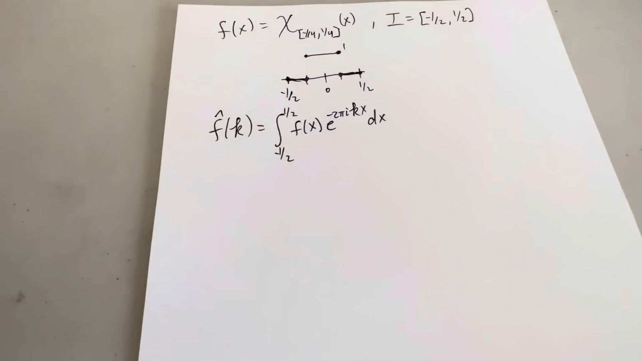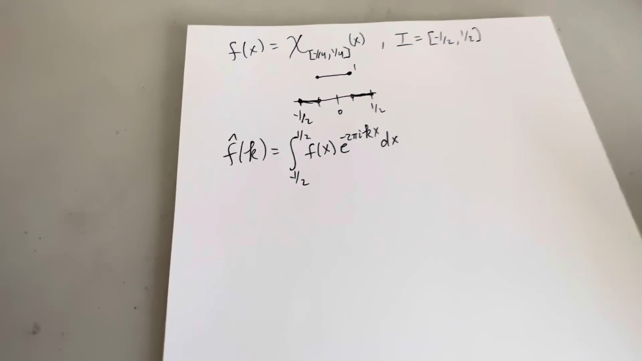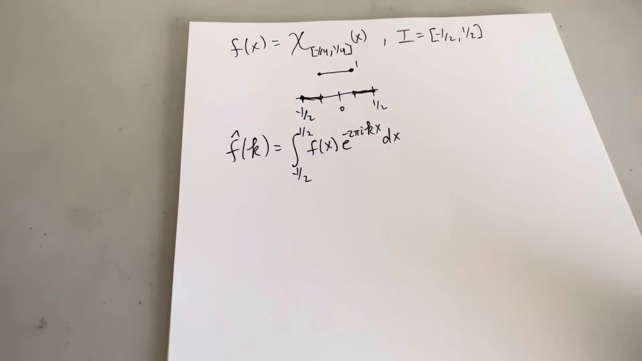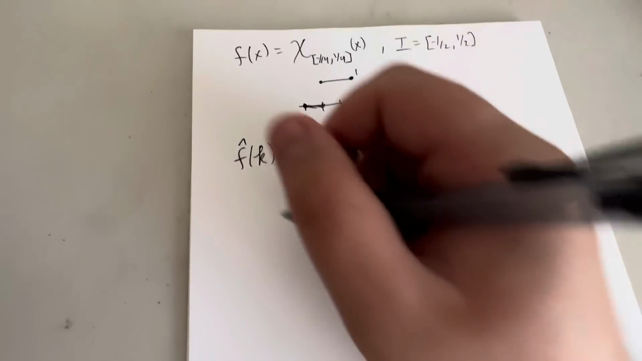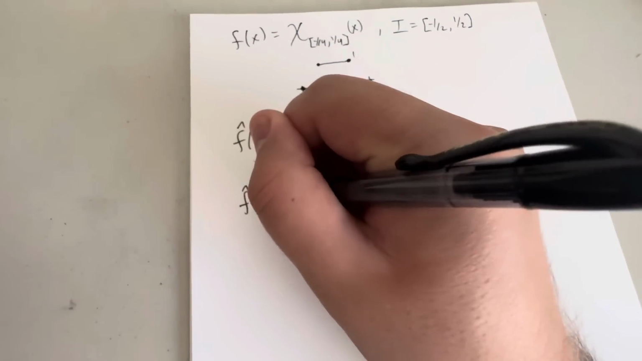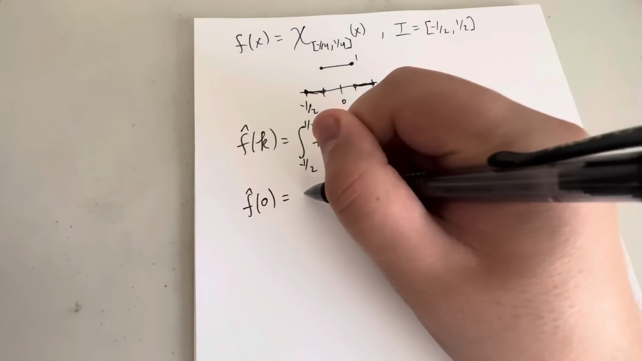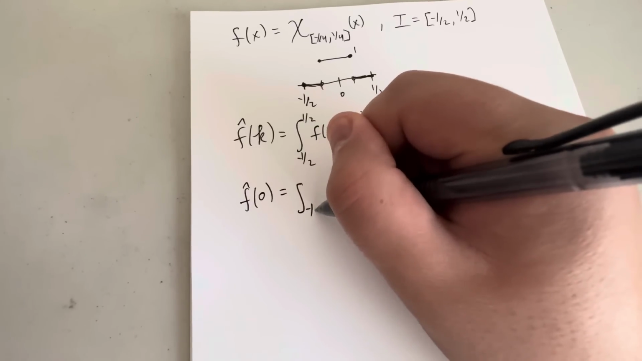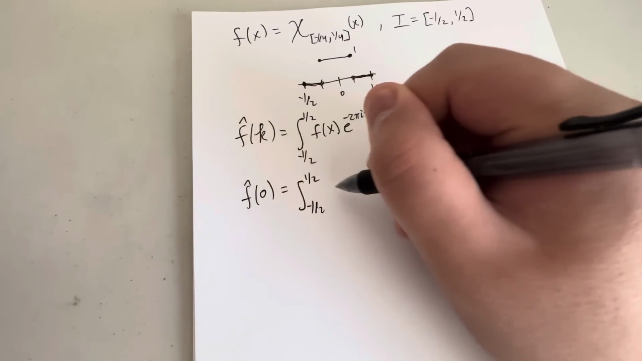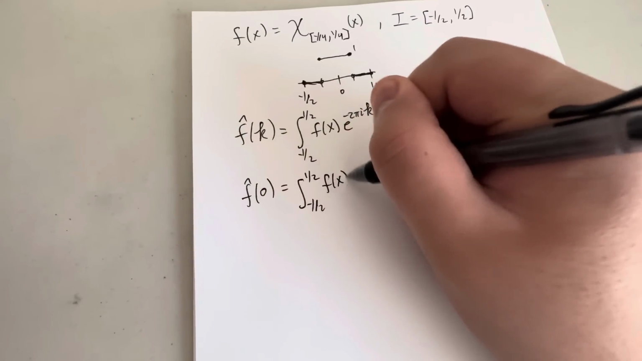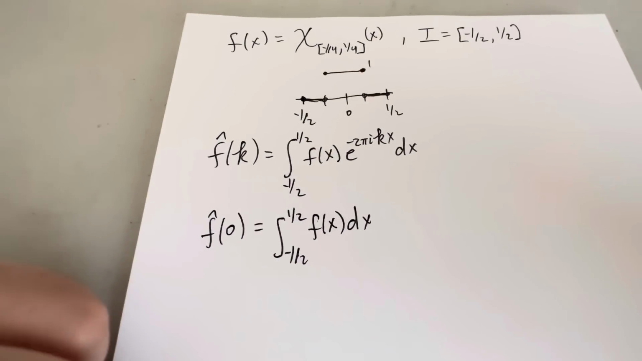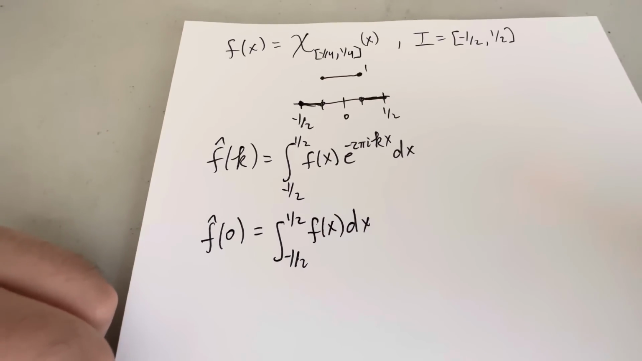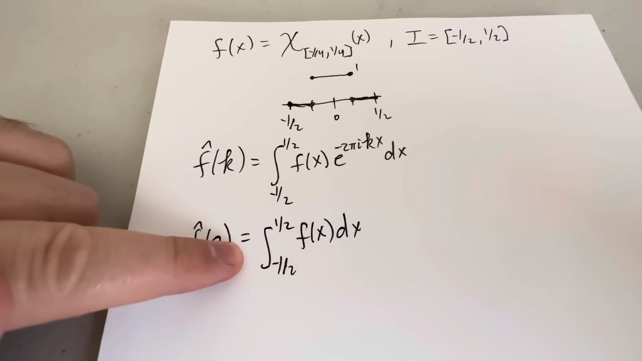Okay. So what do the Fourier coefficients look like? Well, the first one that's the easiest to find is f hat of 0. So we do f hat 0 first, which is just the integral from negative 1/2 to 1/2 of f(x) dx. Because if you plug in 0 for k, you'll get e to the 0, and e to the 0 is 1. So we have this.